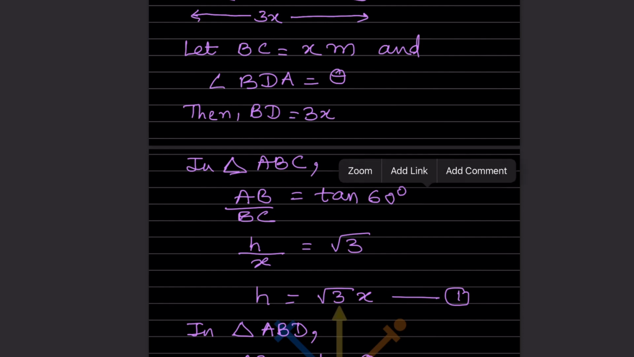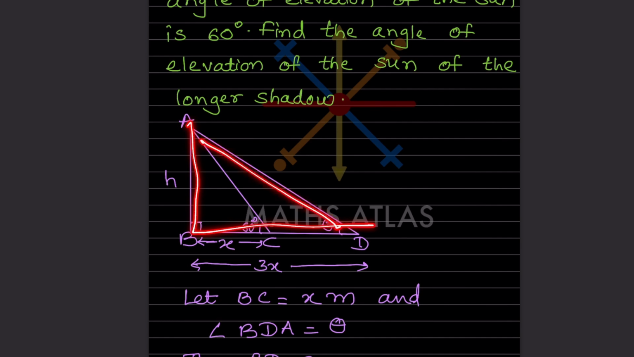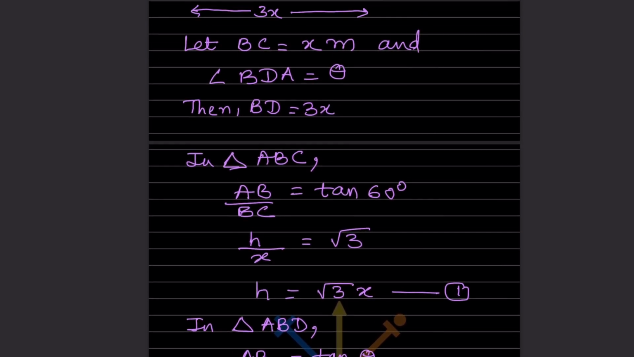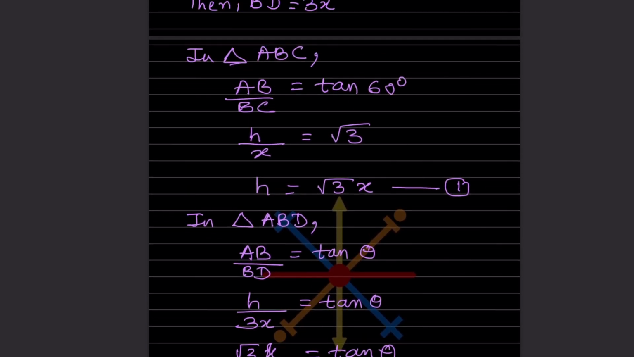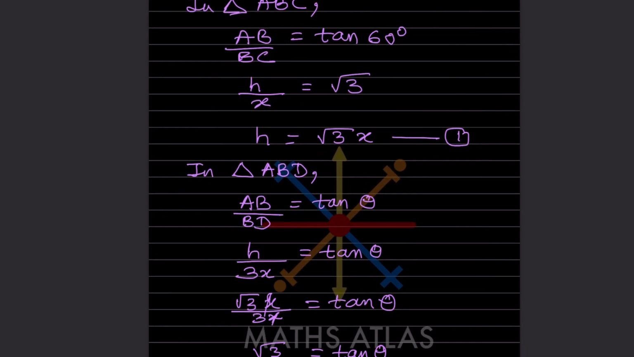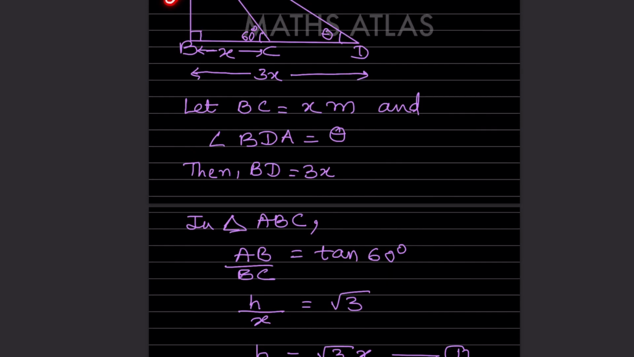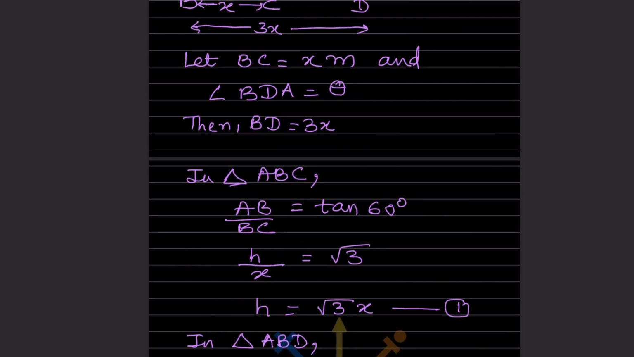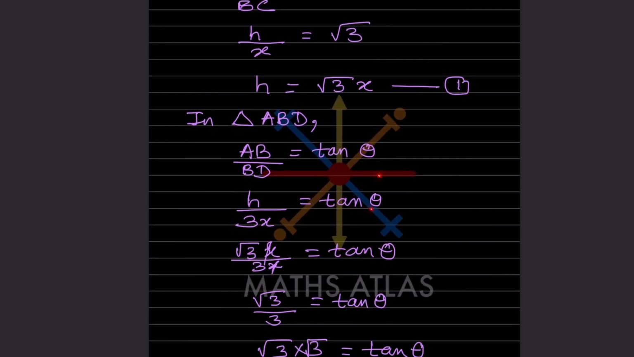Now what will we do? We'll take this triangle ABD, this one. This is the hypotenuse, this will be the opposite side, and this is going to be the adjacent side. So in this one, what will we do? AB by BD, this AB by this BD, that is tan theta. This is the theta, right, the angle over here. So now what will we write here? We know AB, that is h. Then what is BD? BD we got here as 3x, because that is 3 times, and tan theta.